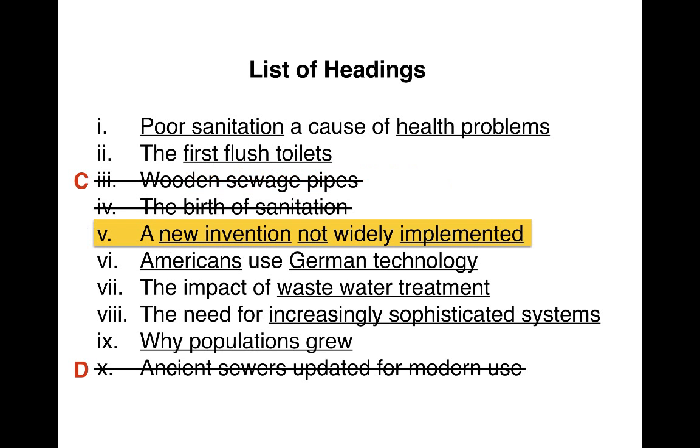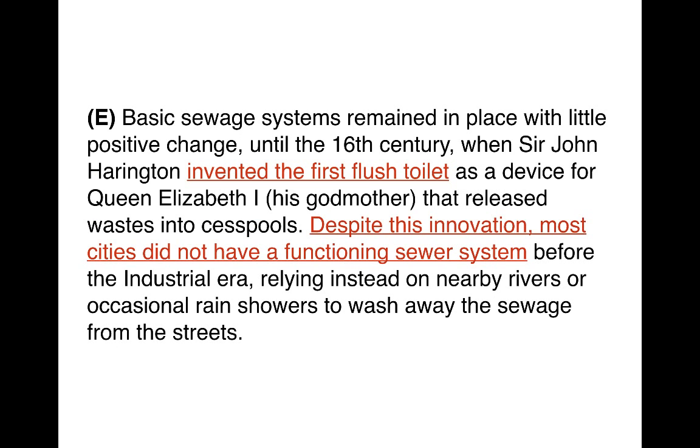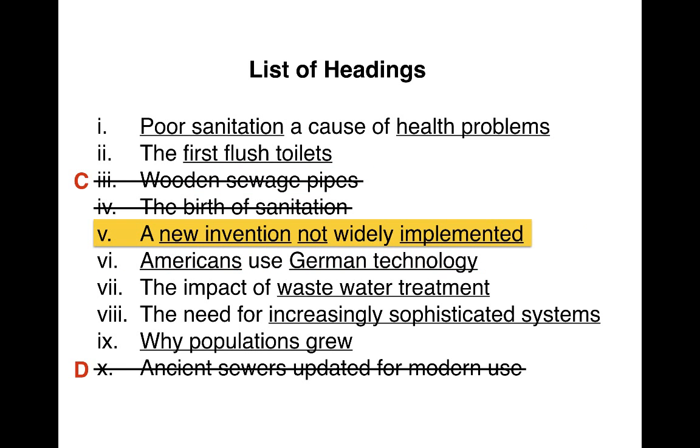then if we quickly check back, not widely implemented is the same as despite this innovation, most cities did not have a functioning sewer system. In other words, this new invention wasn't used anywhere else. It was only for Queen Elizabeth I. So that answer, a new invention not widely implemented, not widely used, is correct.